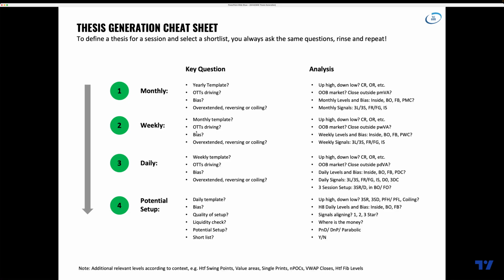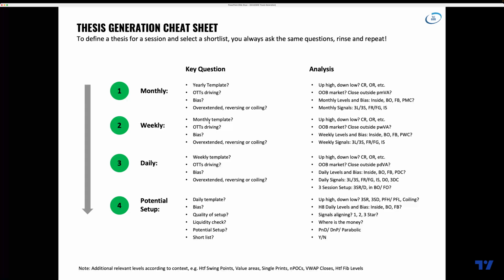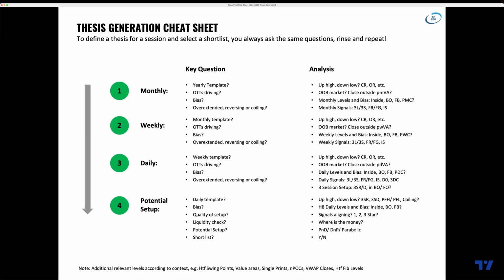So for the weekly, we look at the monthly template. So are we up high or down low in the month? Where is closing range, opening range, and so on? Are other timeframes traders driving? So did we close outside previous week's value area? What's the bias? So where are the last weekly levels we hit? Are we still inside, in breakout, or false break?